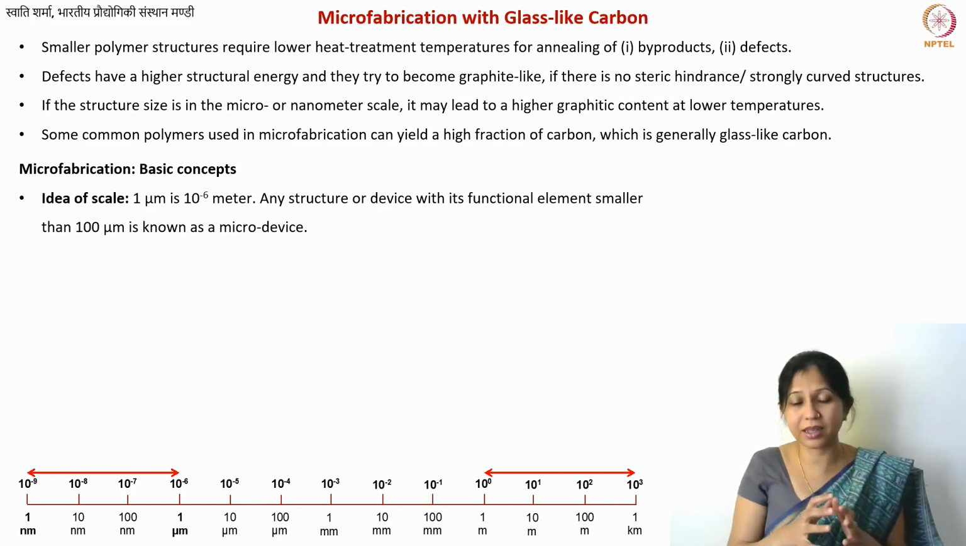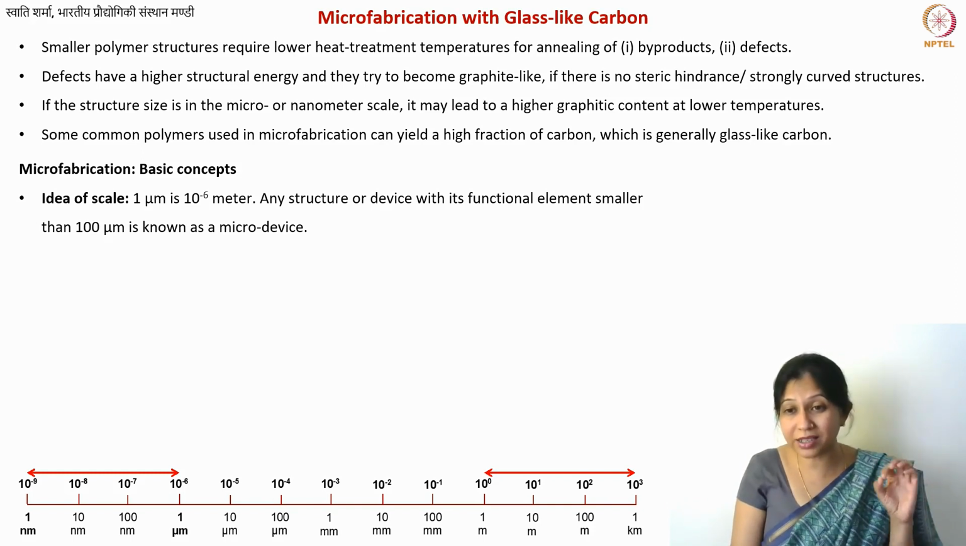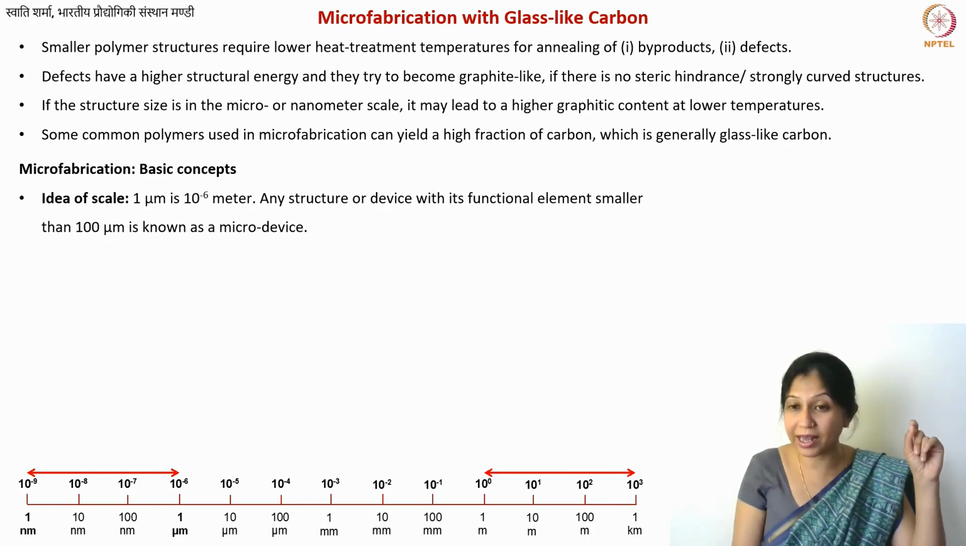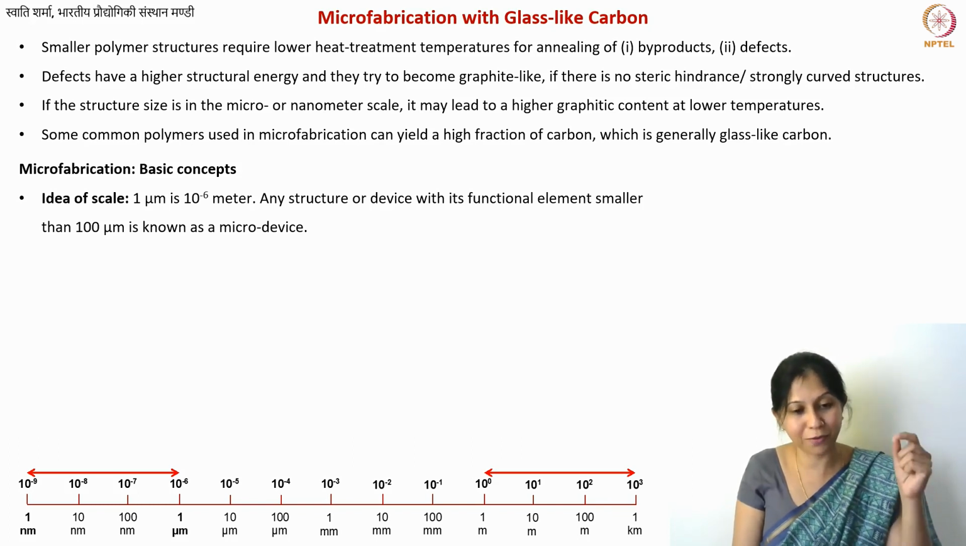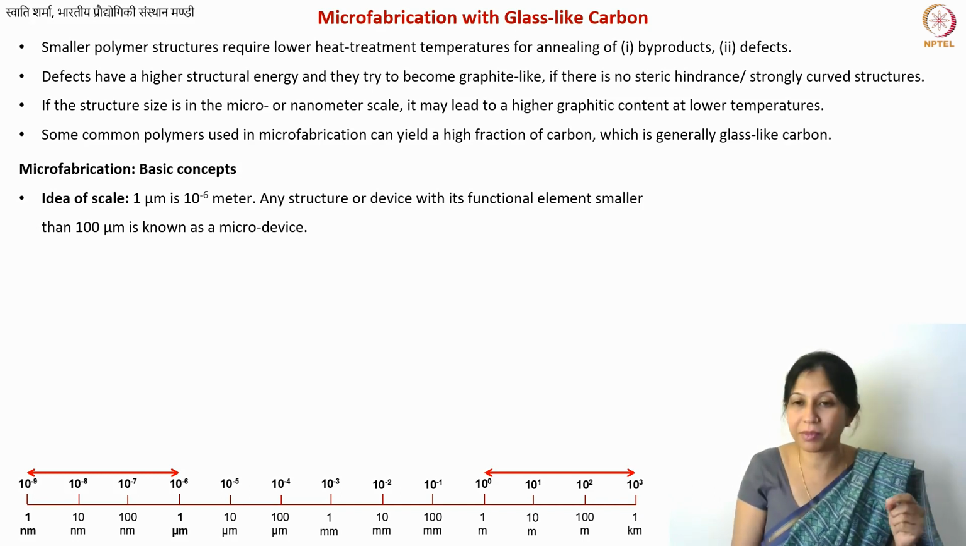Well, there is a rather formal definition of a microscale device: when your functional element is smaller than 100 micrometer in size, then you call it a micro device. The same thing is also applicable to nano devices, where the functional element is smaller than 100 nanometer. What is a functional element? Every device has a function. Let's say I have a sensor, the part of that device that is actually doing the sensing. The rest of it may be some cables or contact pads, because you need a readout from the device.